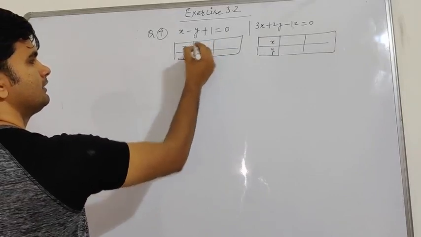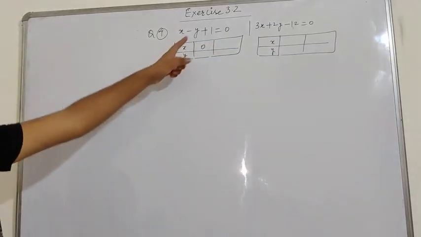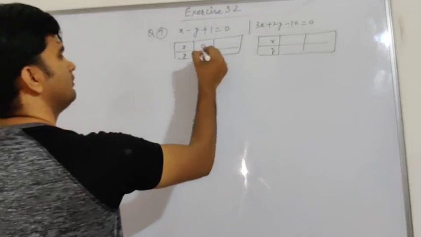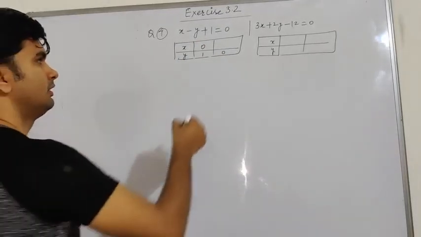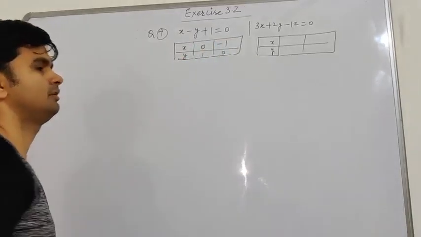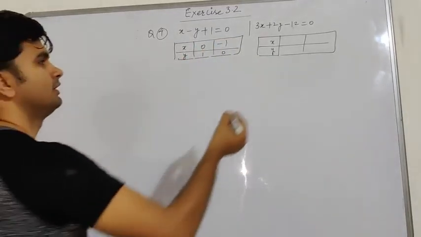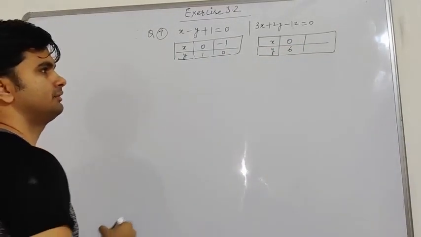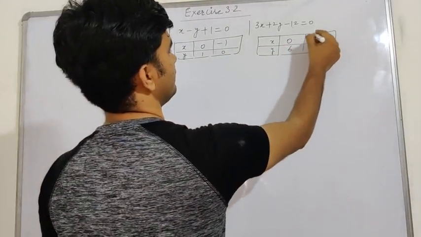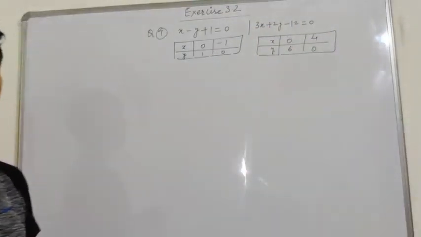Suppose I put x = 0. You can easily find the value of y: it is equal to 1. Now y = 0, then x = -1. For the second line, put x = 0, then y = 6. Then y = 0, then x = 4.